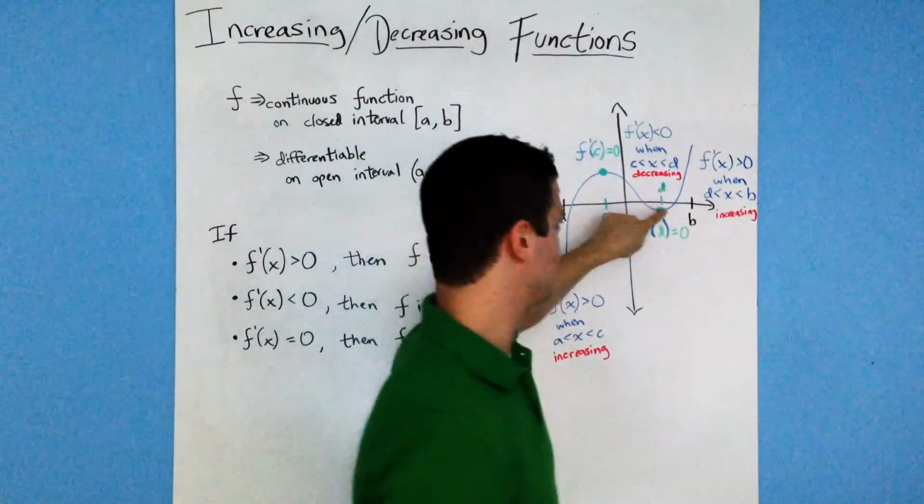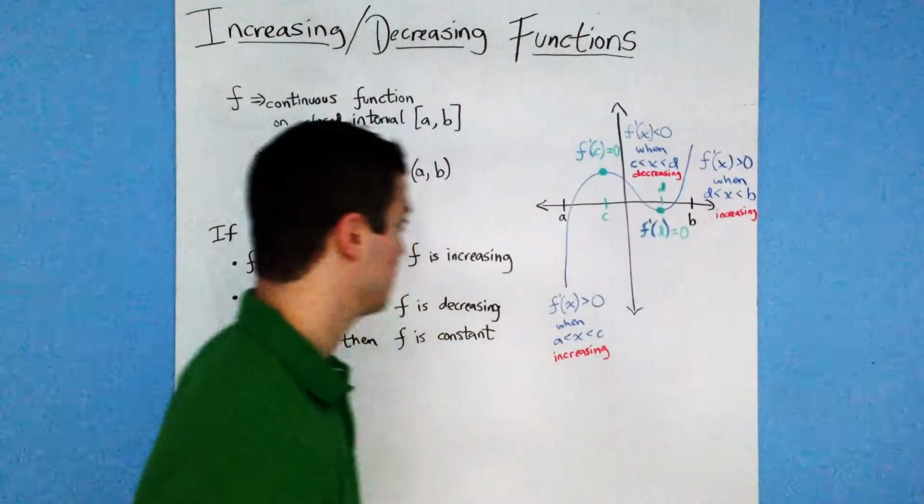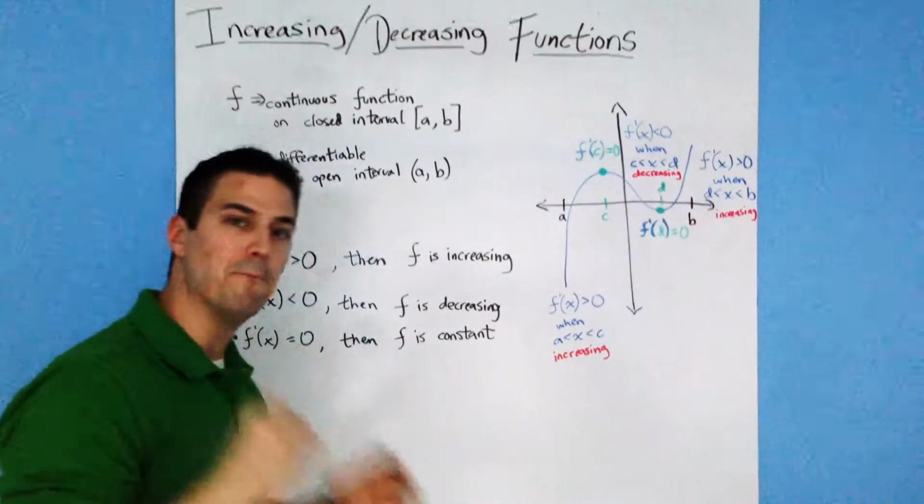And then after this, it goes back to increasing, so f prime of x is greater than 0, and that means that it's increasing for that interval. So that's basically how to tell whether a function is increasing or decreasing based on the derivative.